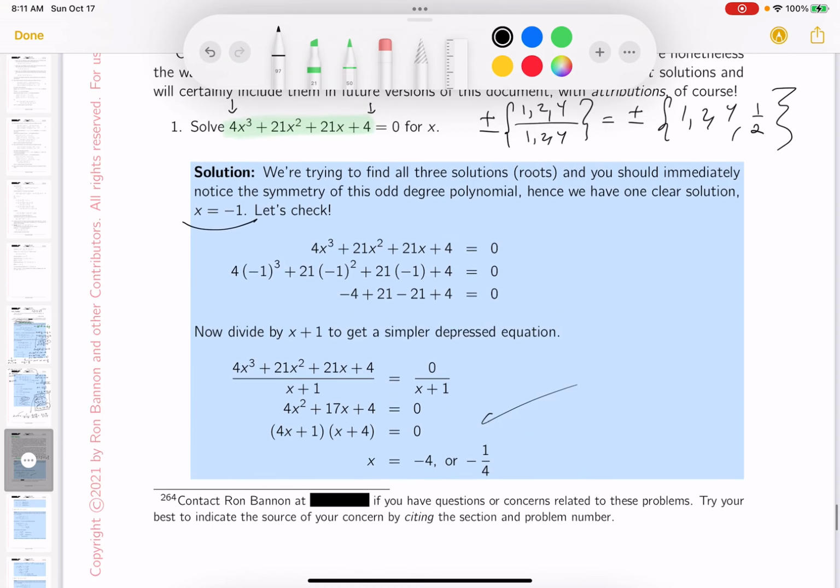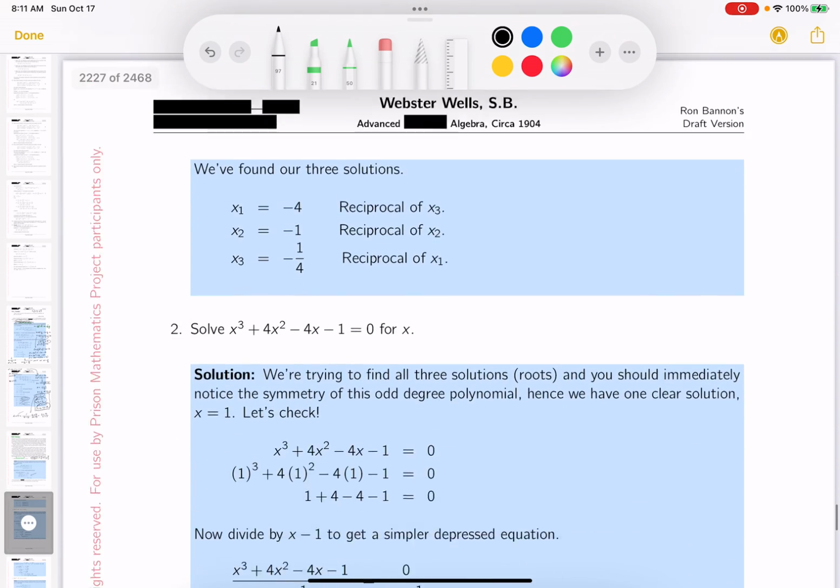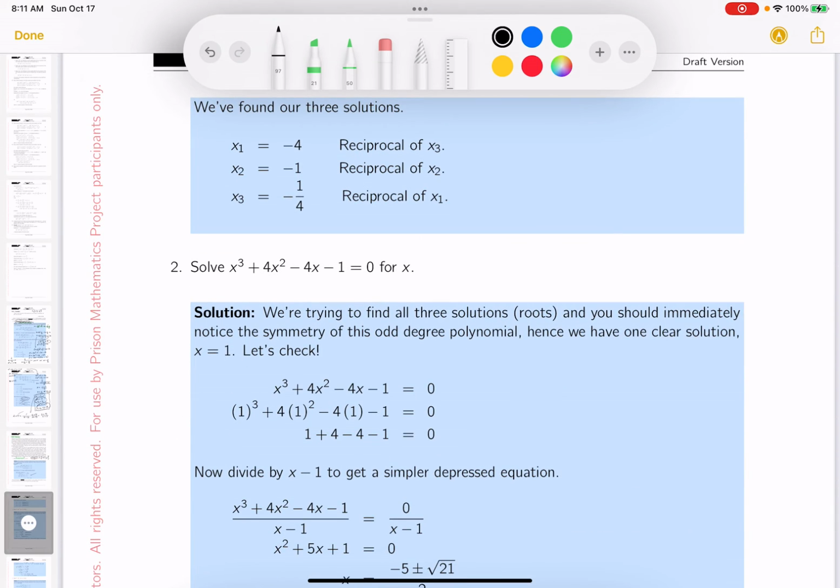It's a really easy problem to do. Sorry about that, I didn't do the divide by x squared. Okay, next one up. Again, these are reciprocals, all right? Minus 4, reciprocal of that. Minus 1 is reciprocal of minus 1.